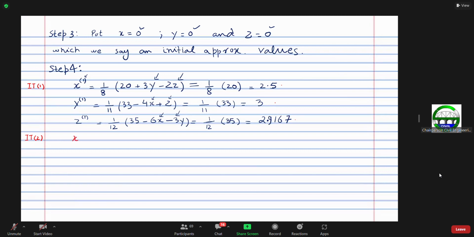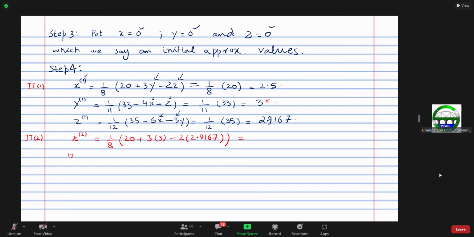X, second iteration. In the second iteration of x, I will use 1 over 8, right? 20 plus 3. Now the value of y will be this one, because we got it in here. So 3 minus 2. And what is the value of that? 2.9167. So please let me know this answer. Meanwhile, I will solve this one.